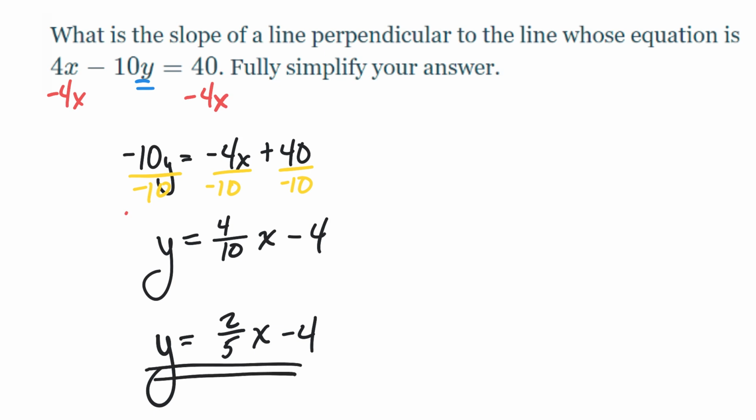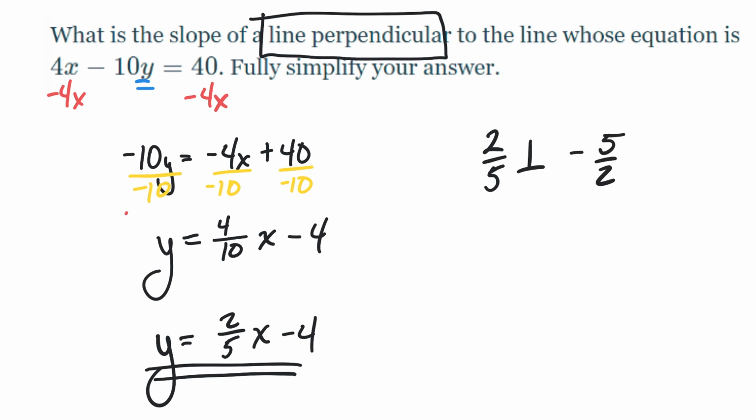So remember though, this is the equation of my line. My question was, what is the line that is perpendicular to this? Well, if I have a slope of 2/5, the perpendicular line is going to be a negative reciprocal. So we flip that fraction 2/5 and call it 5/2. Again, all about the slope. Think slope all the time. Slope, slope, slope.